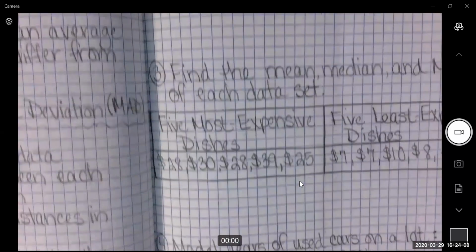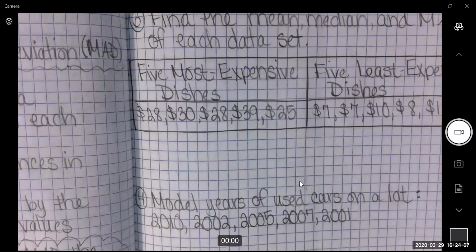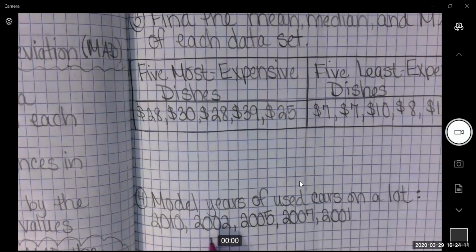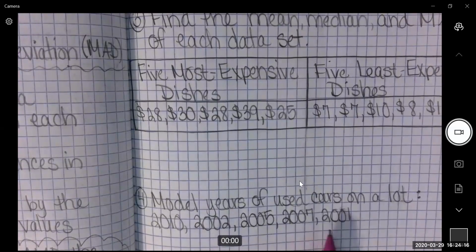Okay, and then the last set of data is the model years of used cars on a lot. So we have 2010, 2002, 2005, 2007, and 2001. All right, so you need to pause the video, back the video up, whatever you need to do. Let's get those examples into your book before we move forward.